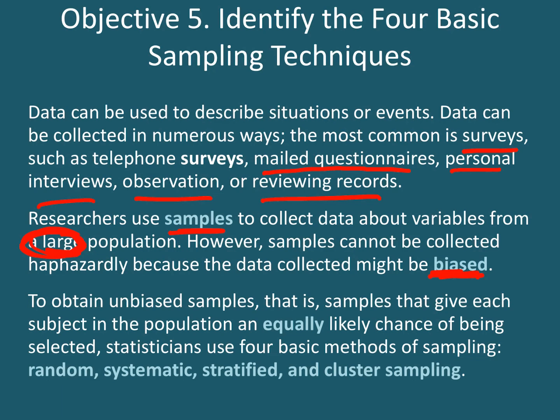Now, to obtain unbiased samples, that is, samples that give each subject in the population an equally likely chance of being selected, statisticians use 4 basic methods of sampling: random, systematic, stratified, and cluster. And as always, I invite you to pause the video here and make sure you get these items written into your student notes.